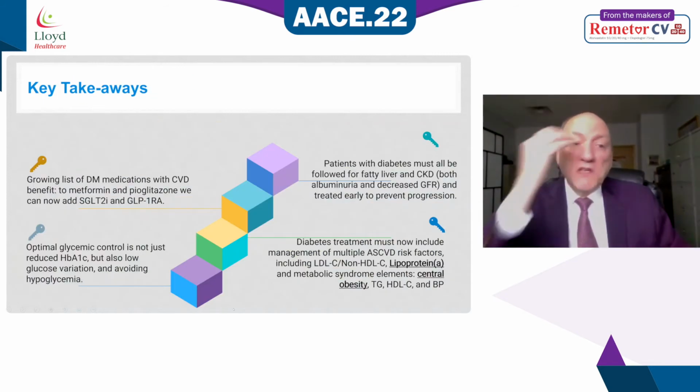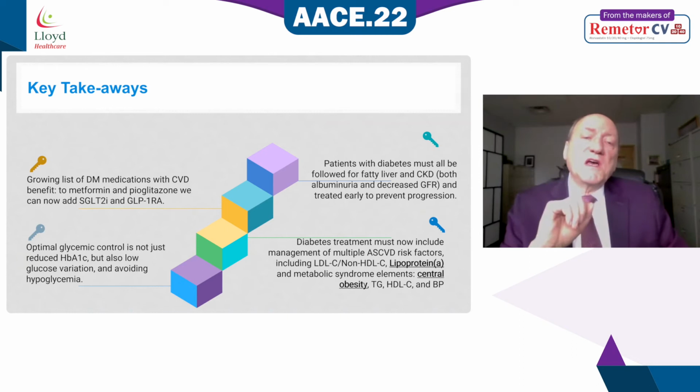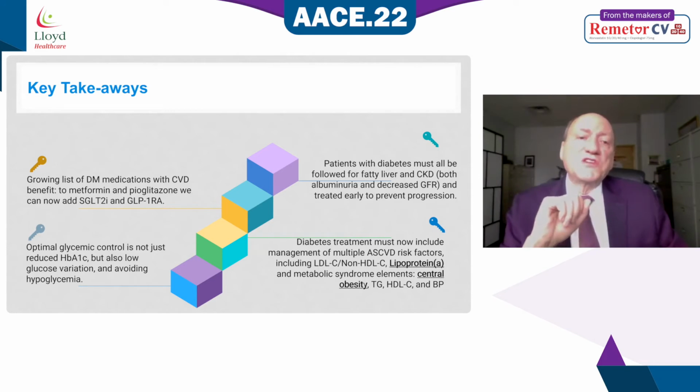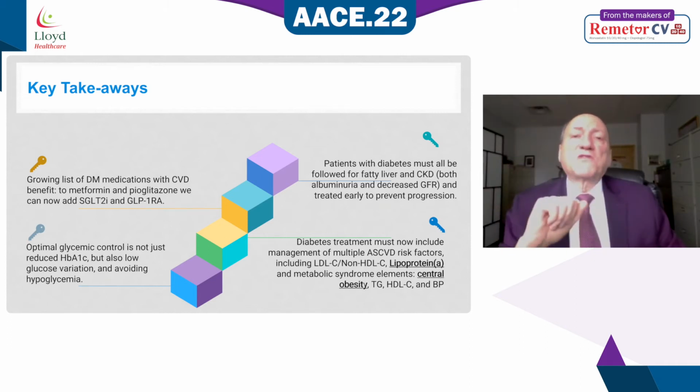So key takeaways, we've got a growing list of diabetes medications that will help with ASCVD risk. Starting with pioglitazone and metformin, we can now add the SGLT2 inhibitors and the GLP-1 receptor agonists. Remember that optimal glycemic control is not just to lower A1C, but also to reduce the frequency of hypoglycemia. We really should never have that occur if possible. And there's evidence that variability in glucose levels is also an adverse risk factor for atherosclerosis and other complications of diabetes.